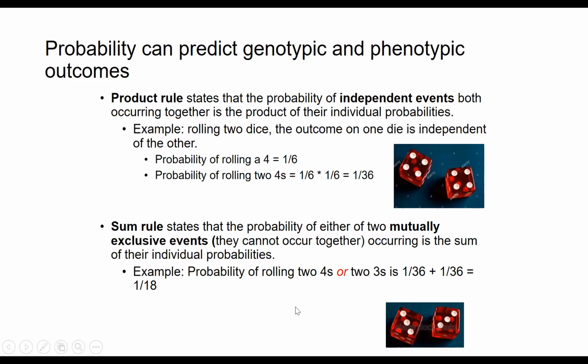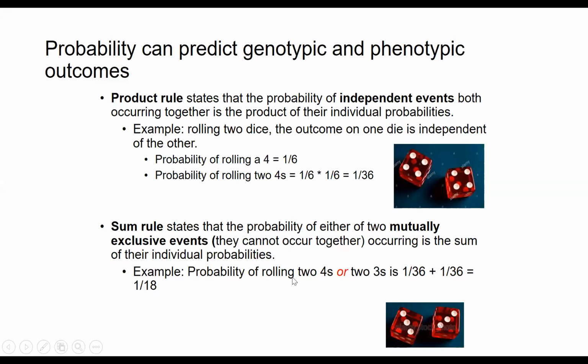So the probability of rolling two 4s or two 3s, that would be 1/36, because with two 4s, that's 1/36. Same goes with 3s because it's only one side each, right? So you would end up adding those together and get 1/18.